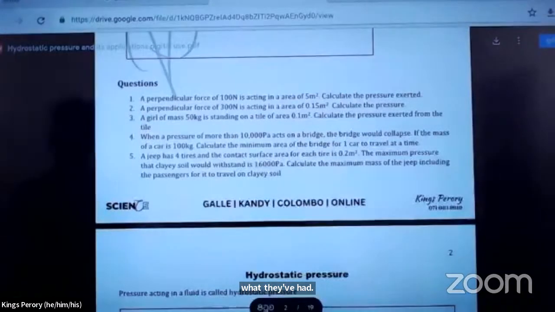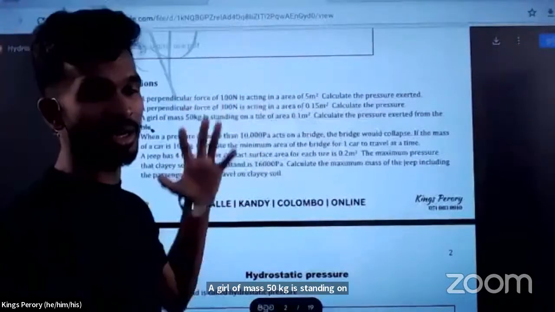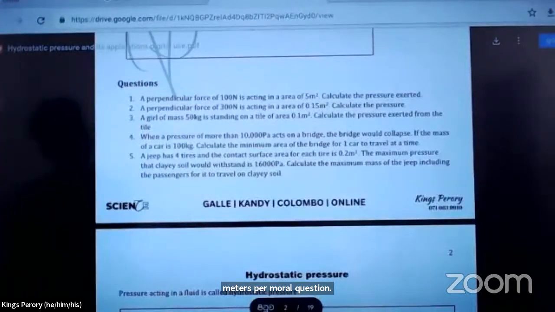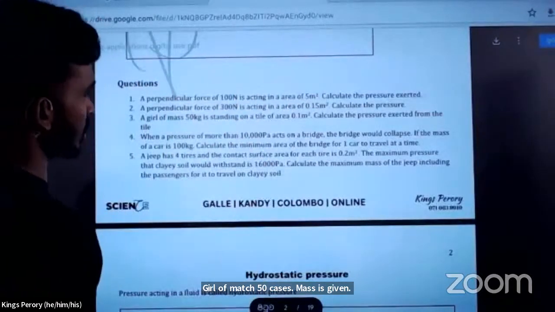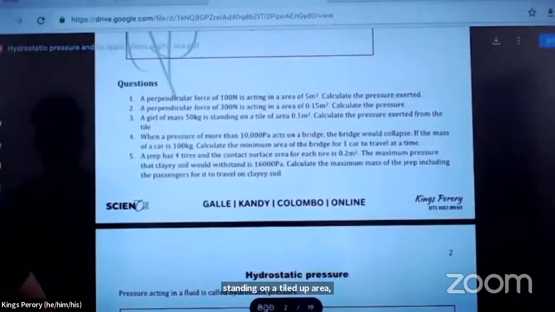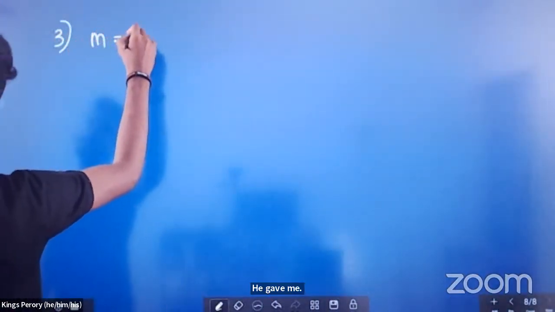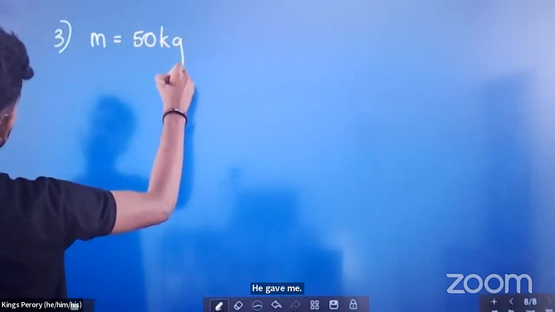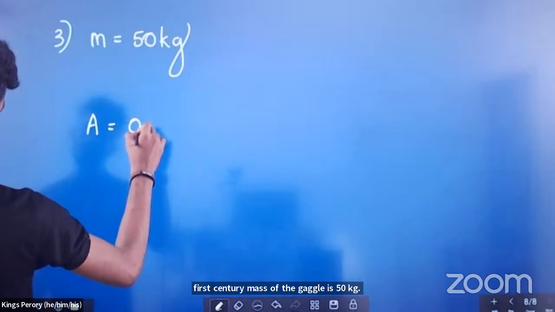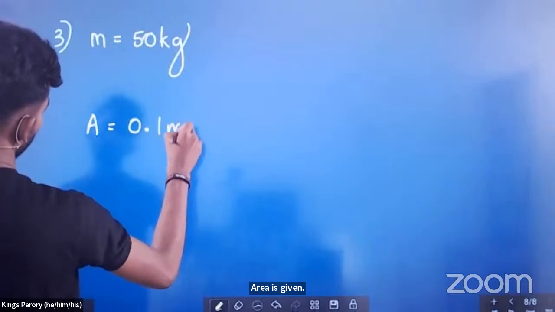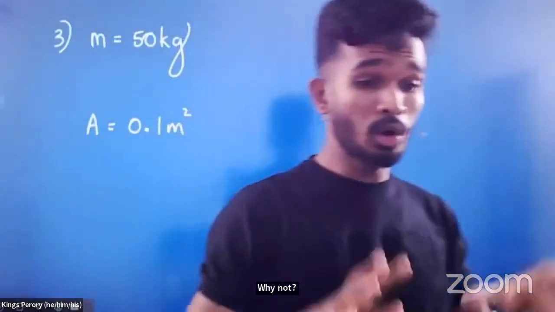Question 3. A girl of mass 50 kg is standing on a tile of area 0.1 meter square. Model question. Mass is given. Standing on a tile of area 0.1 meter square. Calculate the pressure. Mass of the girl is 50 kg. Area is 0.1 meter square.